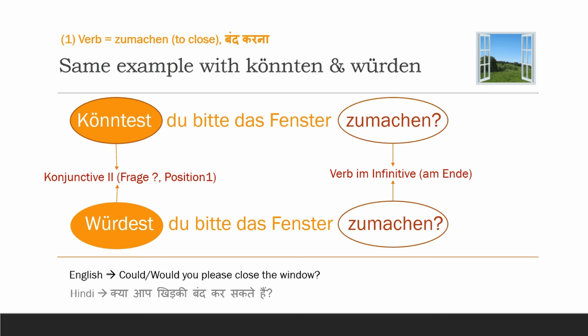So here könntest and würdest are the conjunctive II forms. And they are forming the Frage, questions. Frage means questions. And they are having the position number 1, because they are questions. And at the end, zumachen. You can see this zumachen. This is the verb in infinitive. So at the end, am Ende comes the infinitive. Zumachen. As you know, because we are using a modal verb. Yes, können and werden both are modal verbs, and therefore we are using infinitive at the end.